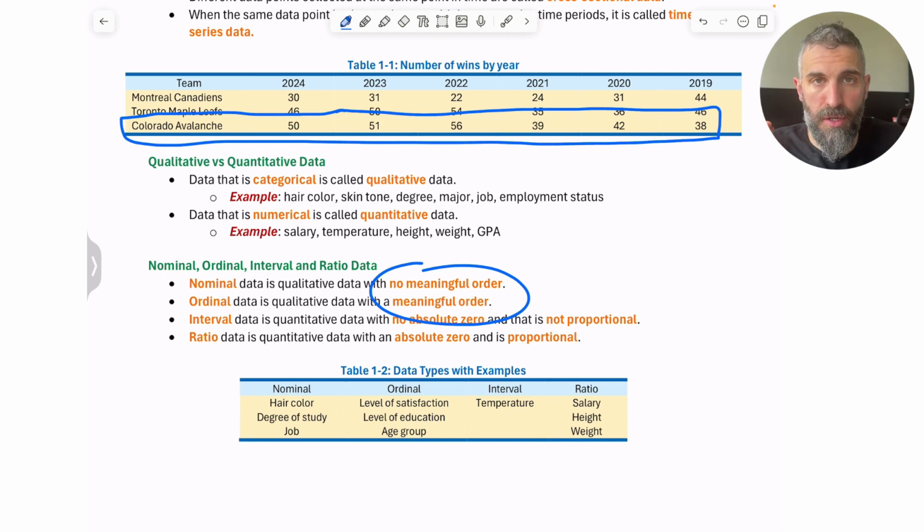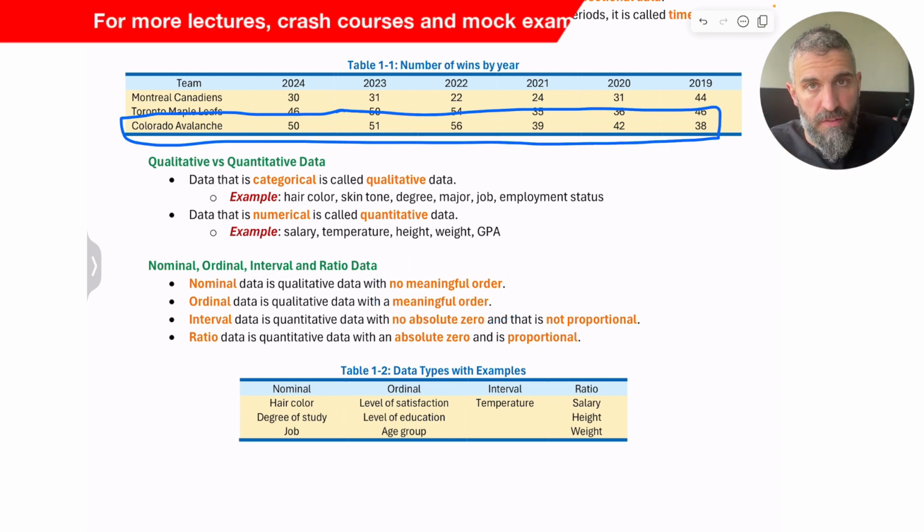So that's nominal. But if there is a meaningful order, like if I were to ask you, what is the highest level of education that you've attained? And I gave you options: high school, some college, bachelor's degree, master's degree, PhD. You see, in that case, there is a meaningful order because one comes before the other. So that would be an example of ordinal data. Okay, so that's the difference. And both of them are qualitative.